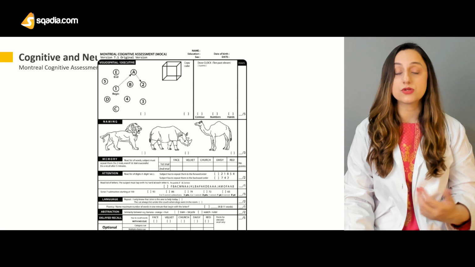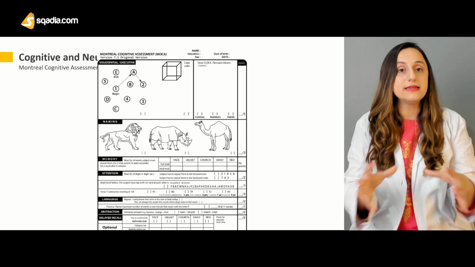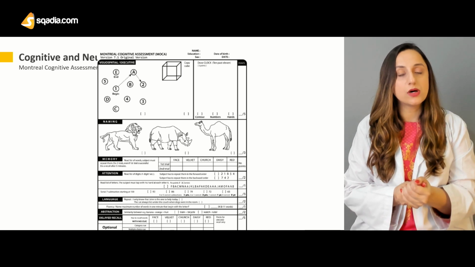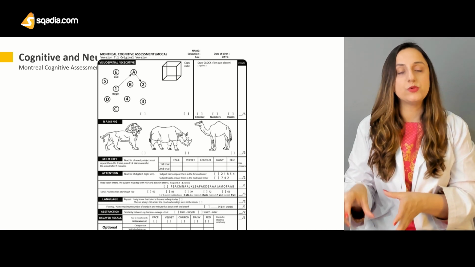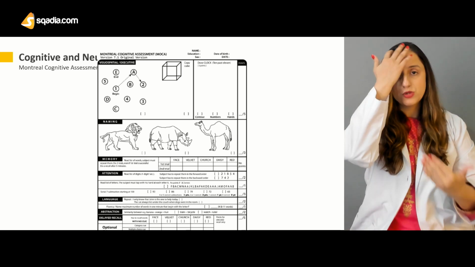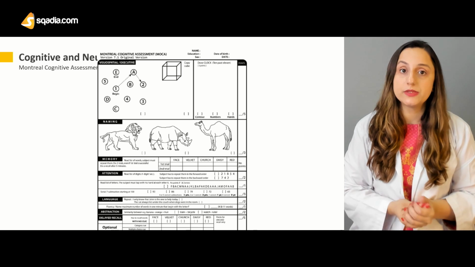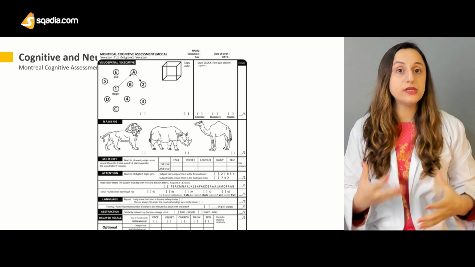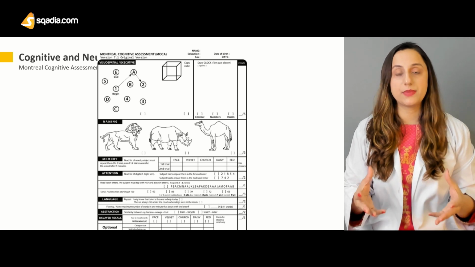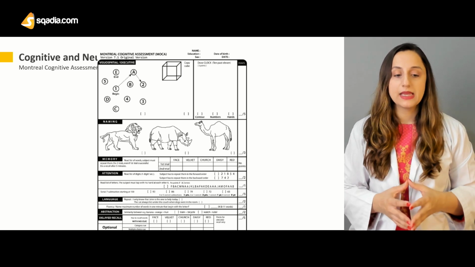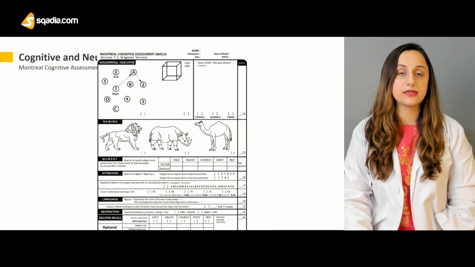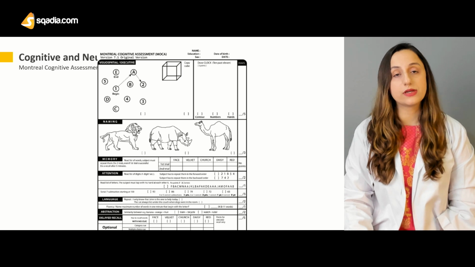Then the abstractions are also looked for, for instance, similarities between 2 objects. You ask the patient to list down the similarities between a banana and an orange. How well he or she can solve the problems and give you the arguments regarding the similarities and differences, and you're going to assess the patient accordingly. So these are all the different criteria in case of the Montreal Cognitive Assessment.